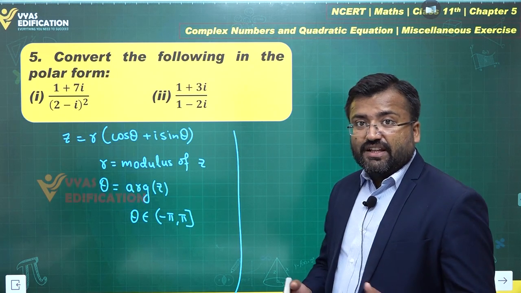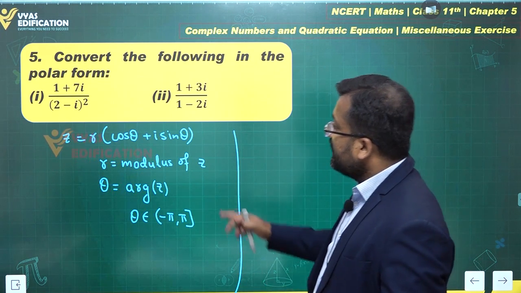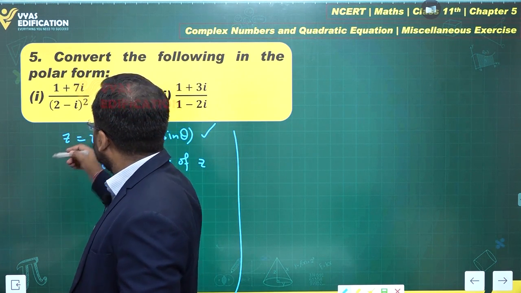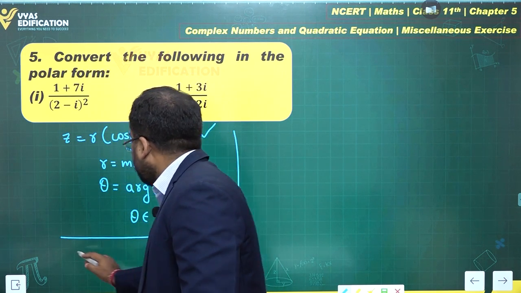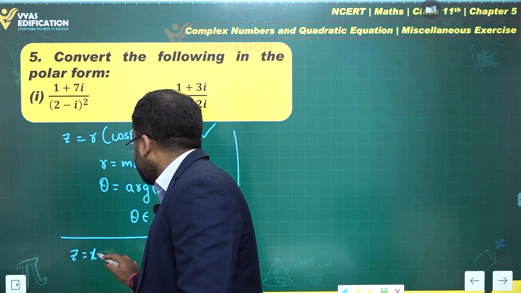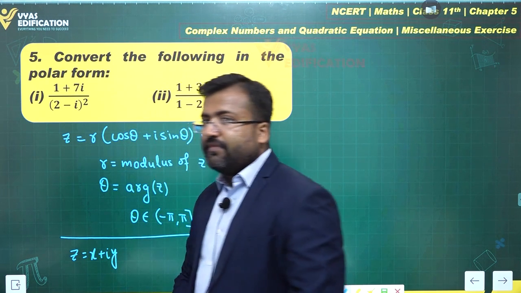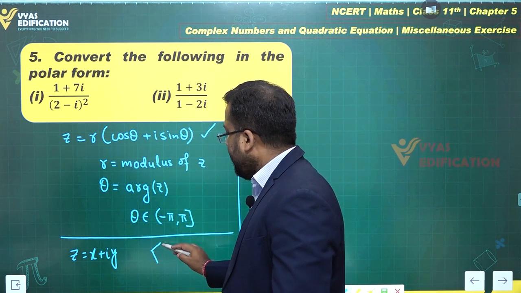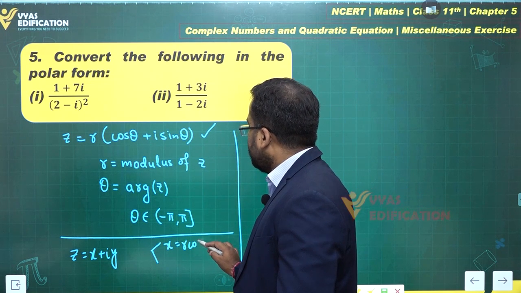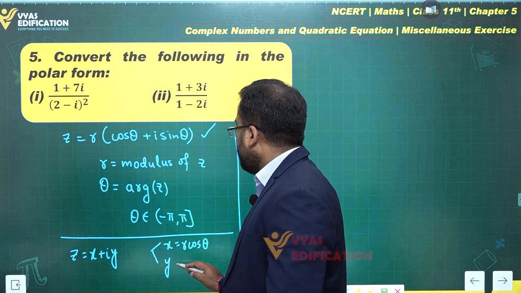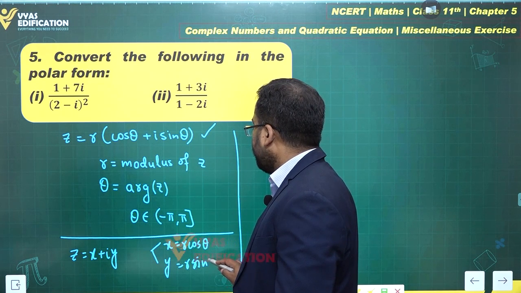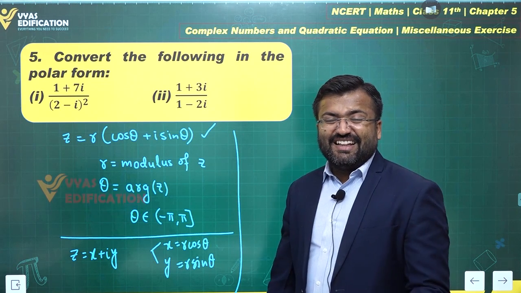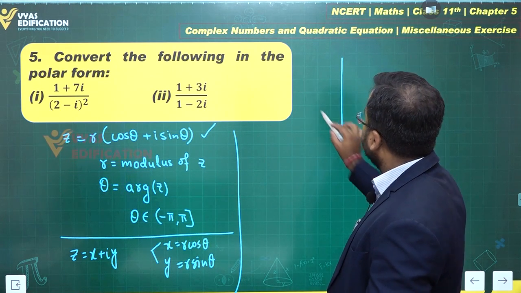First we have to simplify them, because converting into this form is easy from the Cartesian form. Now what is the Cartesian form? Cartesian form is z equals x plus iy. For converting from here to here, we remember that x equals r cos theta, y equals r sin theta. This can be observed by plotting the point in the Argand plane very easily.